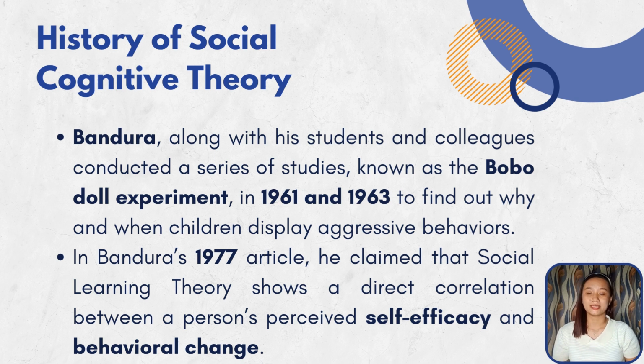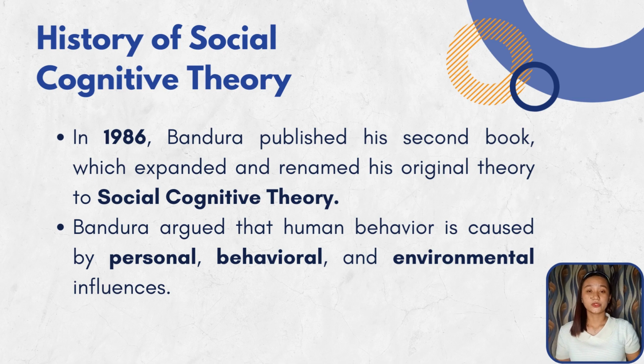Bandura asserted in a 1977 article that social learning theory demonstrates a direct relationship between a person's perceived self-efficacy and behavioral change. More so, in 1986, Bandura published his second book, which developed and renamed his original theory. He called this book Social Cognitive Theory. Bandura modified the word to stress the importance of cognition and the encoding and performance of activities.